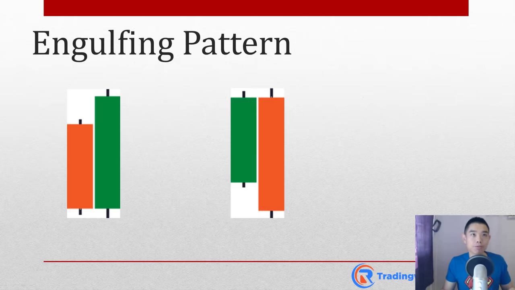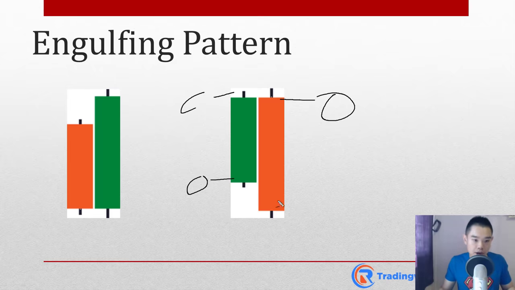Second one over here. Notice that here, buyers are in control, open here, and it closed near the highs. But the next candle, the sellers took control. They opened near the highs and smashed the price lower, driving it down near the low. So this is a reversal towards the downside. We call this the bearish engulfing pattern. So this is a bullish engulfing. This is a bearish engulfing.